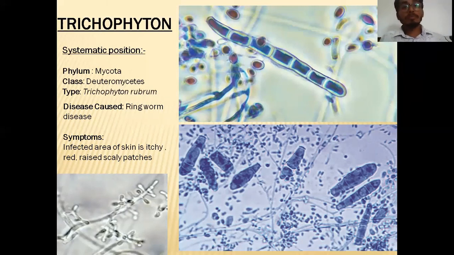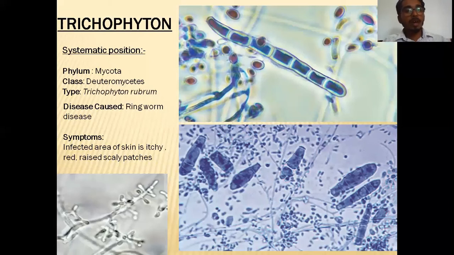Now these fungi have been placed under class Deuteromycetes because they lack a sexual life cycle. Asexually they reproduce by conidia. Conidia are of two types. One is smaller in size, called microconidia. Another is larger in size, called macroconidia.